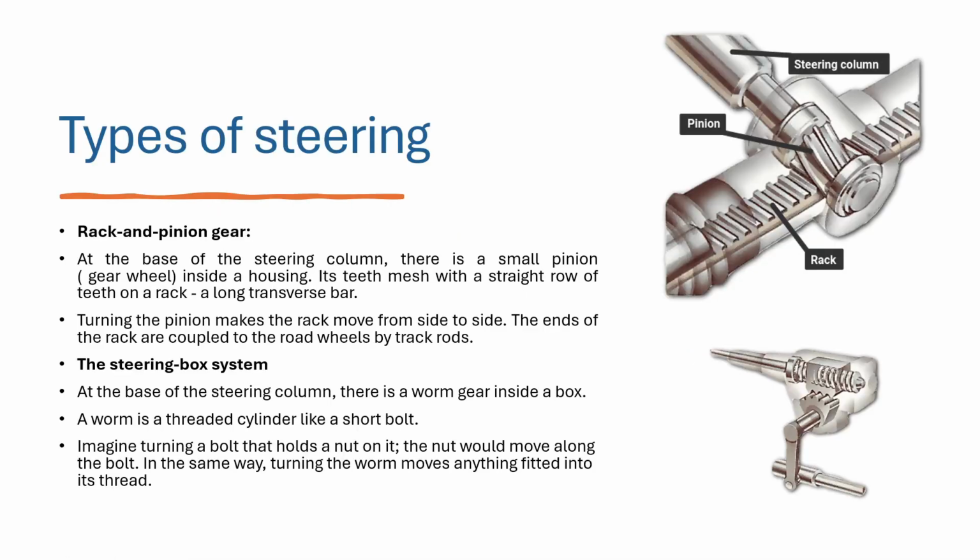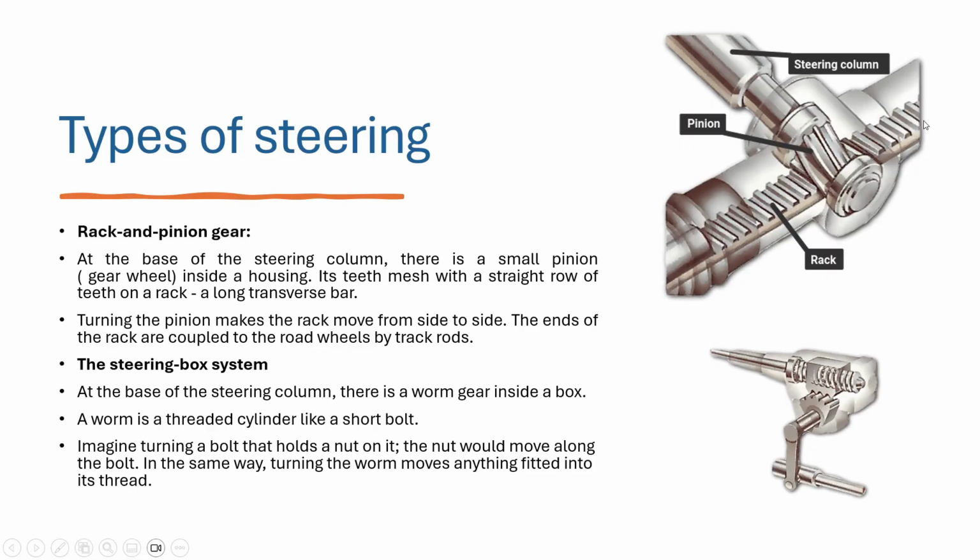Types of steering. The steering system is categorized into two types. The first system consists of a steering column which is connected to the steering wheel, and a pinion system. The pinion system is nothing but a small gear wheel, called the pinion, that is housed inside the assembly of the column. This pinion teeth is meshing with another straight row of teeth, the rack. The rack again consists of a number of teeth.